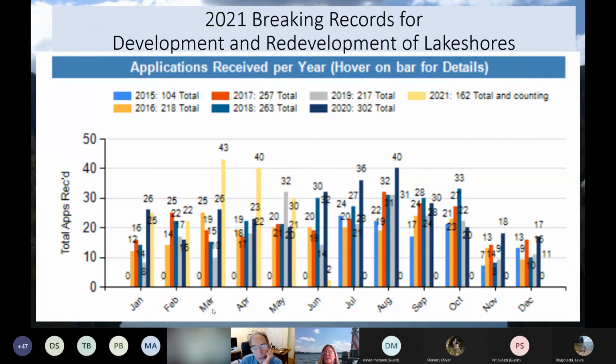2020 was a record year with 302 applications. And you'll see this year's applications for building and rebuilding along Vermont lake shores depicted in yellow. March and April set new records for applications. So we are on track to beat last year's record. Now, while the Shoreland Protection Act is helping to reduce the impact this new and expanded development will have on our lakes, they will still impact our lakes.